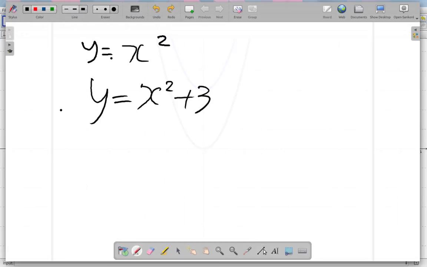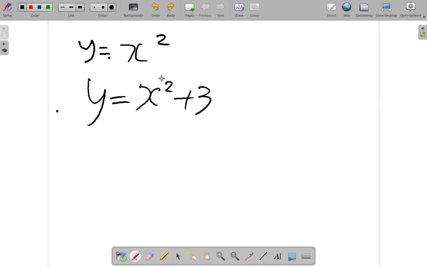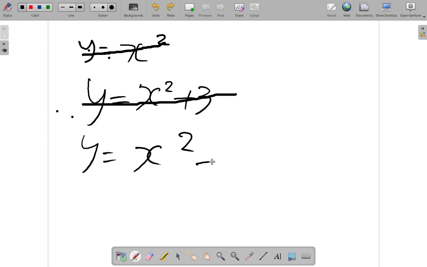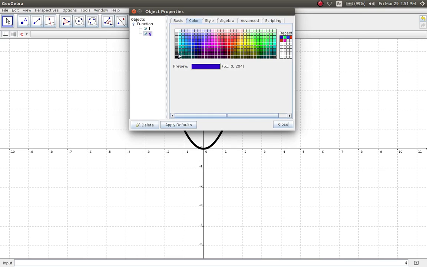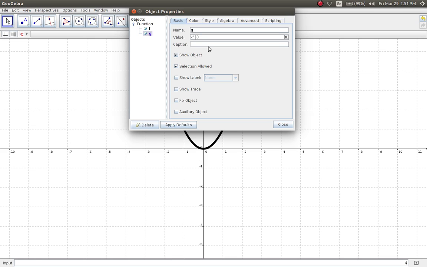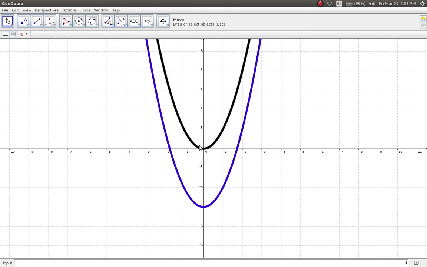What about y is equal to x squared minus 3? We looked at this already. Let's look at this. Y equals x squared minus 3. When you have y is equal to x squared minus 3, what happens? Let me change this from plus 3 to minus 3. You remember that? The point moved downwards. This point was at 0 and it comes down to negative 3 because you said minus 3. Notice it moved 1, 2, 3 places down. All the points move 3 places down.